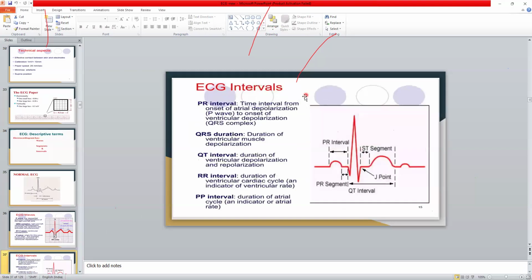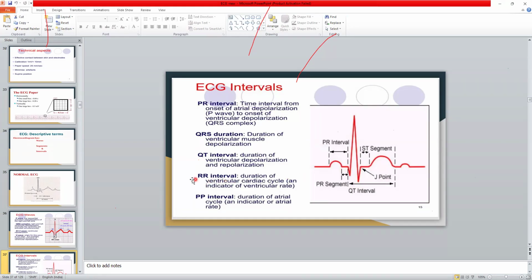Coming to the ECG intervals, the PR interval is the time interval from the onset of atrial depolarization to the onset of ventricular depolarization, that is the QRS complex. The QRS duration, that is the QRS interval, is the duration of the ventricular muscle depolarization. The QT interval is from the start of the QRS complex to the end of the T wave. This is the duration of ventricular depolarization plus ventricular repolarization.